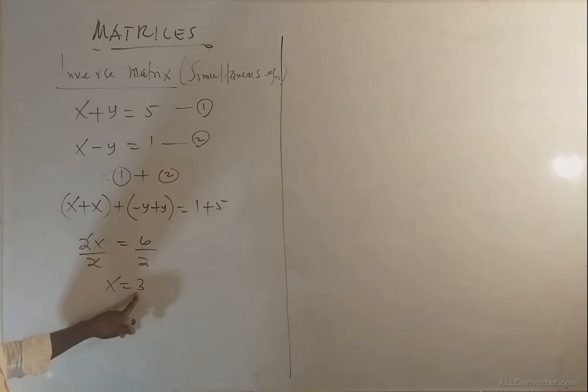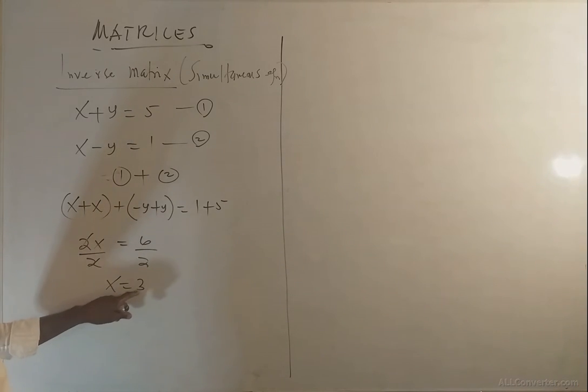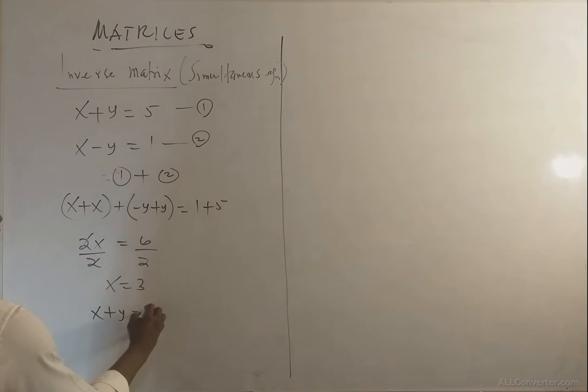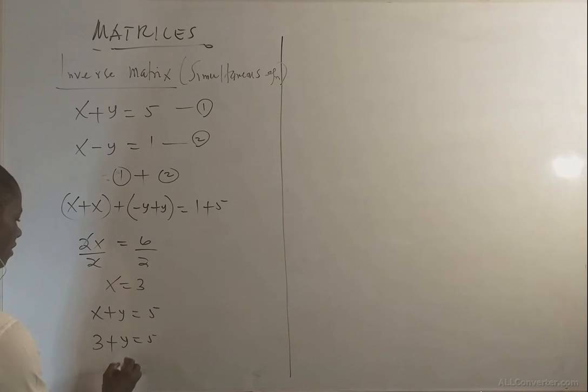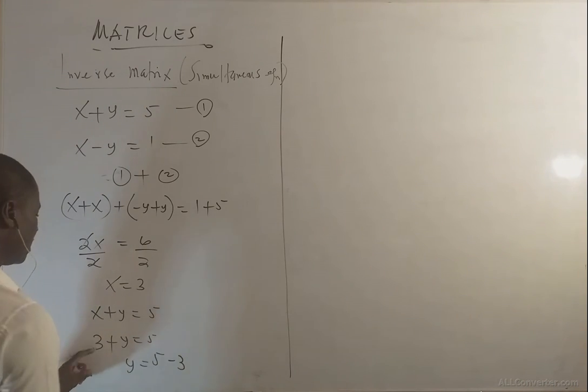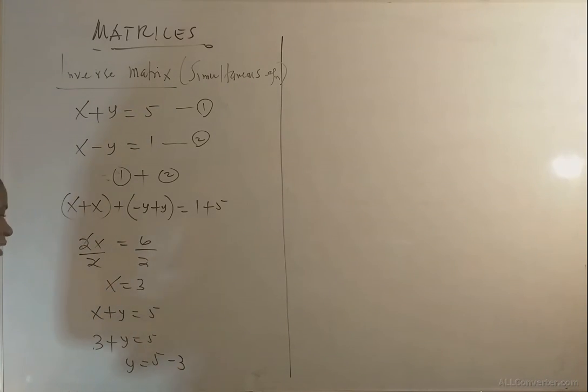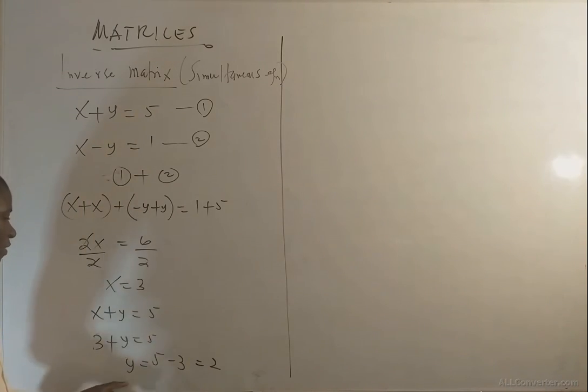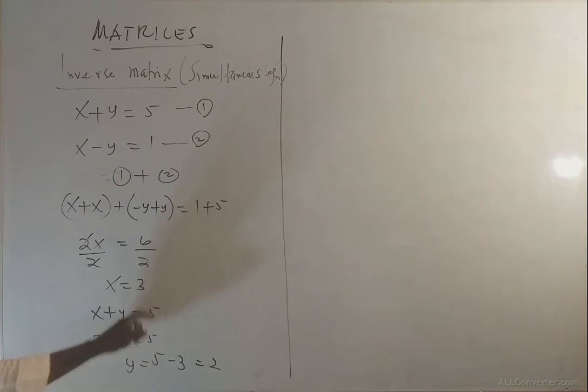Now that x is 3, we can put x equals 3 in any of the equations. Assuming we are putting x equals 3 in equation 1, which says x plus y is equal to 5, we have 3 plus y is equal to 5. And y will be equal to 5 minus 3, since 3 on the left hand side becomes minus 3 on the right hand side. And 5 minus 3 gives us 2. That means that the value of y is 2 and the value of x is 3.